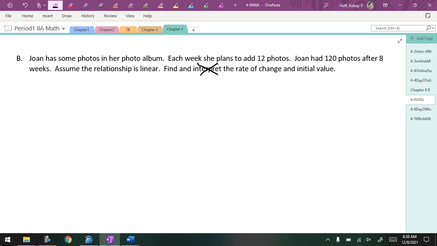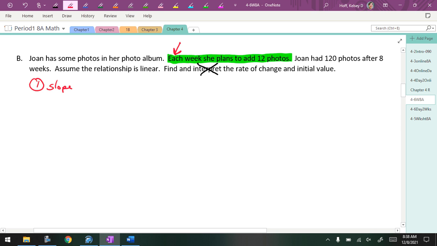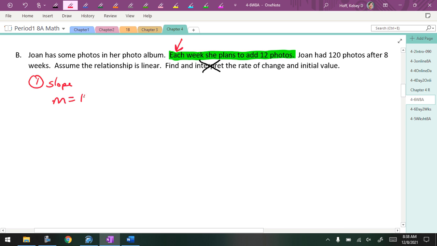Tone, what do you see? Each. Each is with this in the sentence with 12. So what does that tell you? That is my slope. The first thing you have to do is find your slope. Because we see the word each, we don't even have to calculate anything. We know my slope is 12, and you're going to put a box around it. That's one of the things we have to find. Our rate of change is our slope.